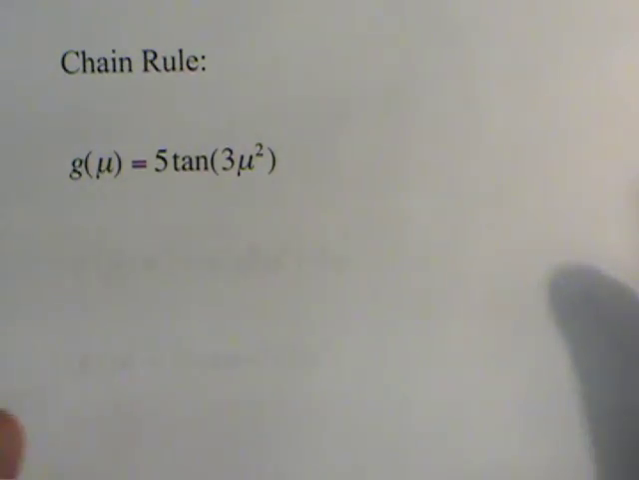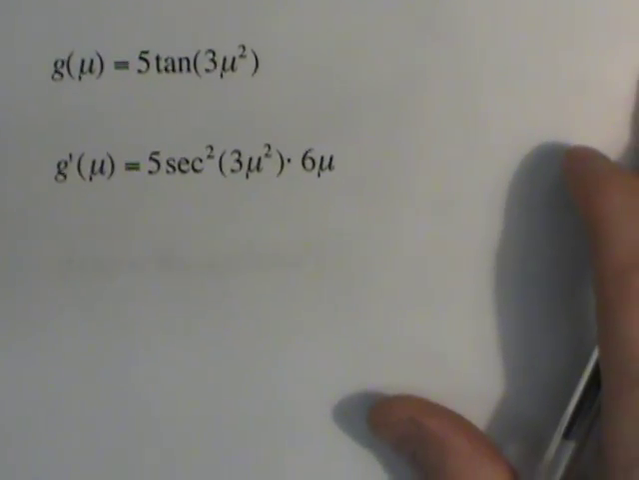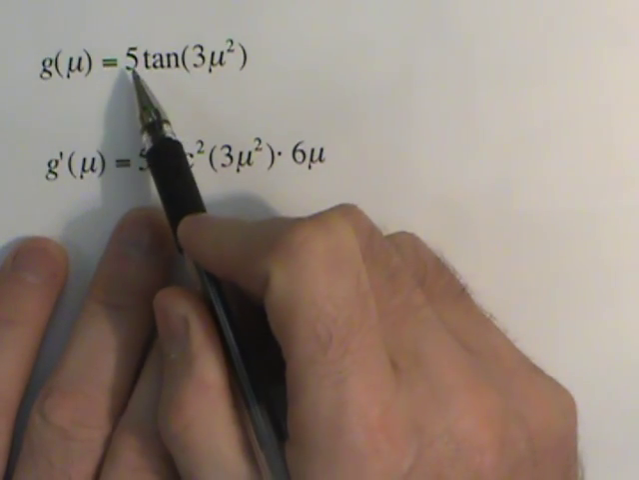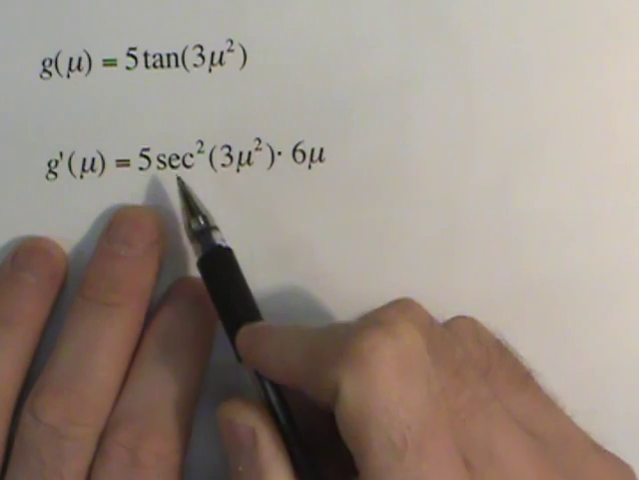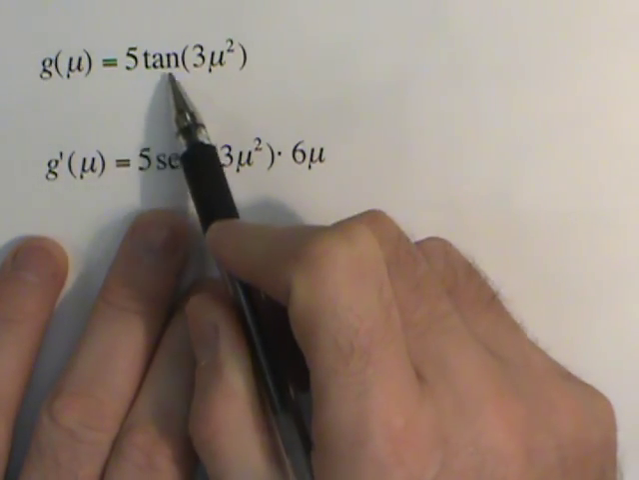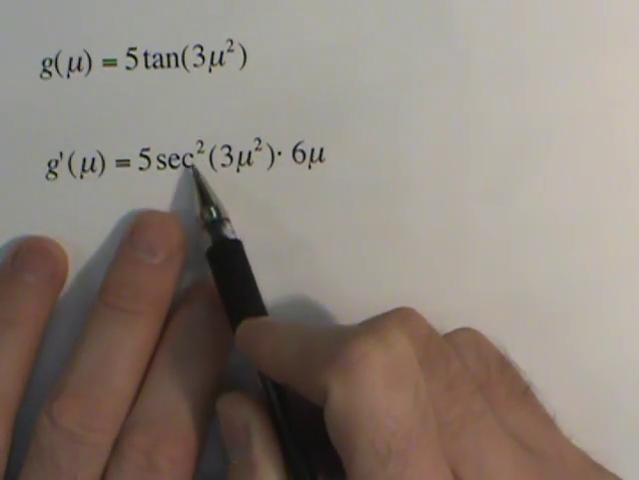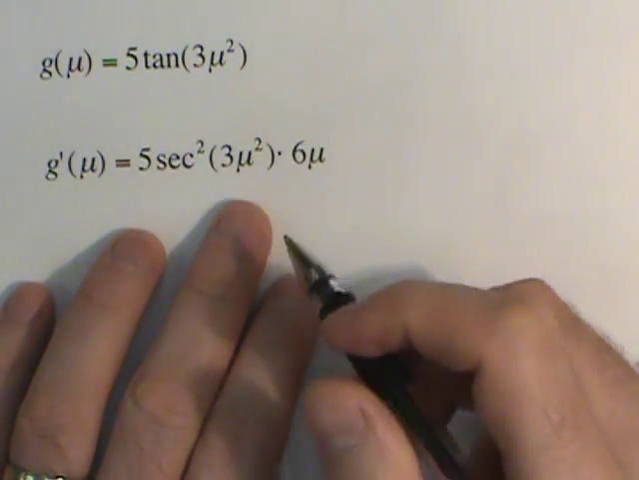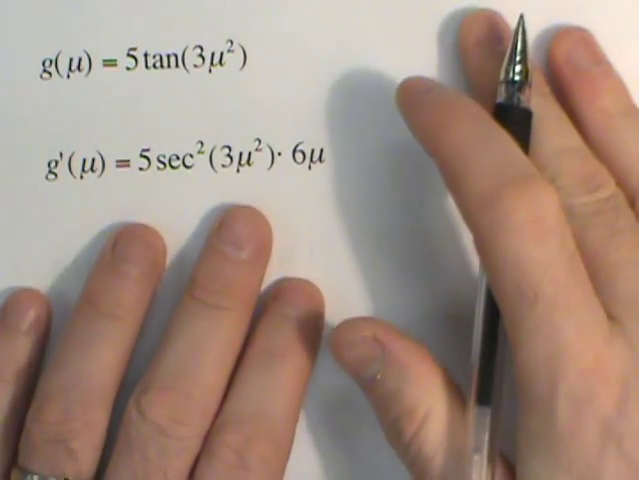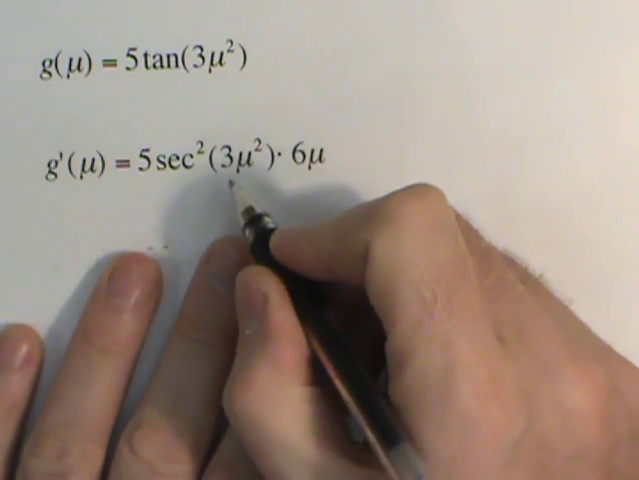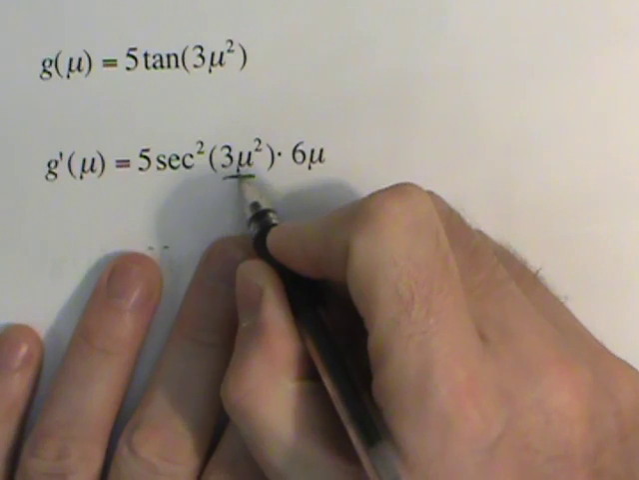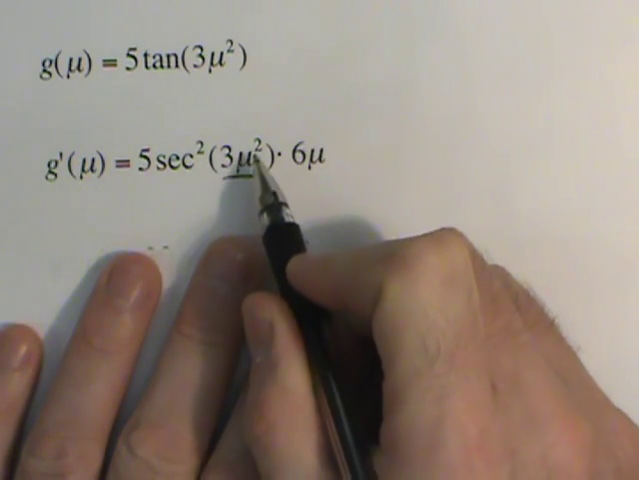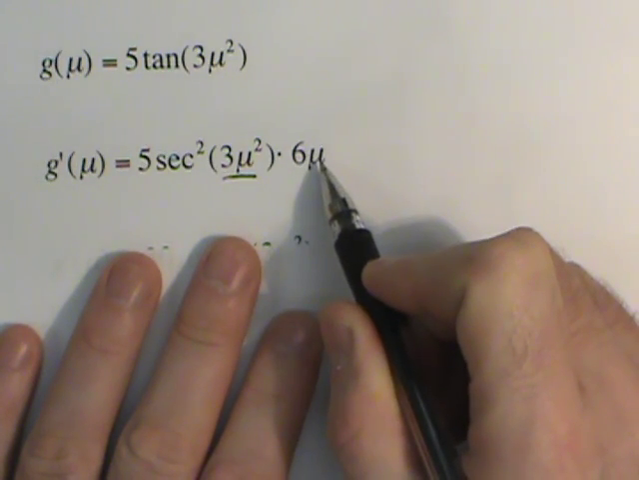And so as we do this problem, we'll say g prime of mu is equal to, we're going to use our coefficient idea, so we have our 5. The derivative of tangent is secant squared the angle 3 mu squared. The difference here, and this is where the chain rule comes into effect, is that you then have to take the derivative of your angle, and it gets linked with multiplication. So the derivative of 3 mu squared is 6 mu.